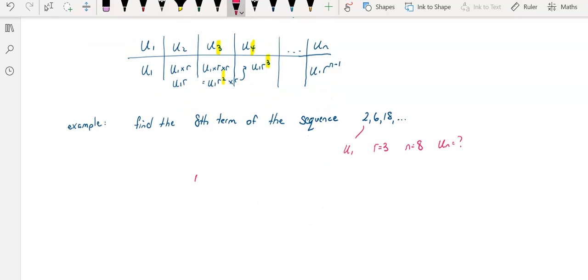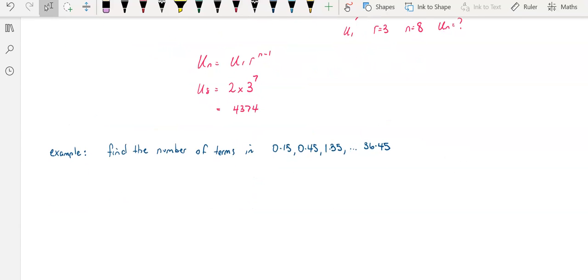The 8th term. Let's start off with the formula: un is equal to u1 by r to the n minus 1. So u8 will equal u1, which is 2, times r, which is 3, to the n minus 1, which is 7. So 2 times 3 to the 7 into the calculator is 4374. So we can skip straight to the 8th term of this sequence using what we know about the development of a geometric sequence. Okay, so let's take a look at another example.